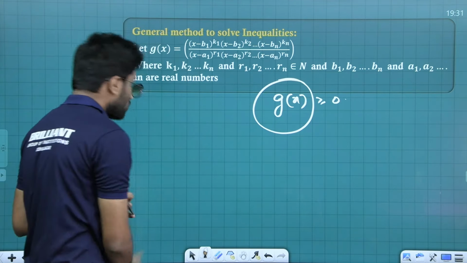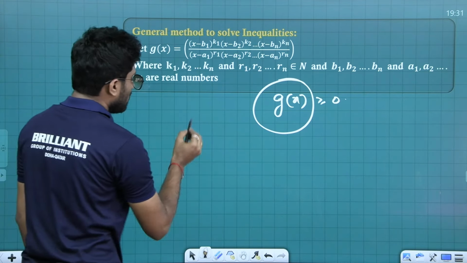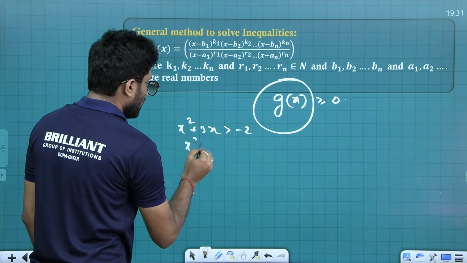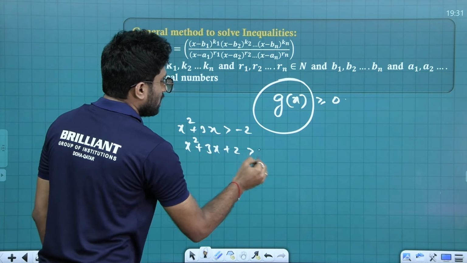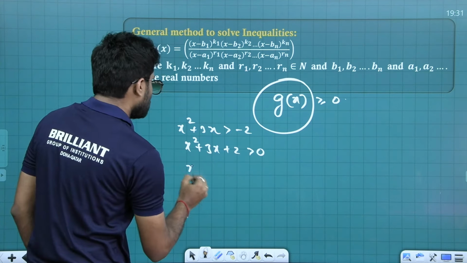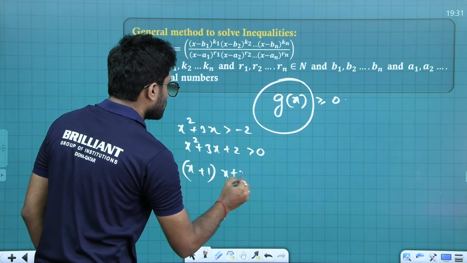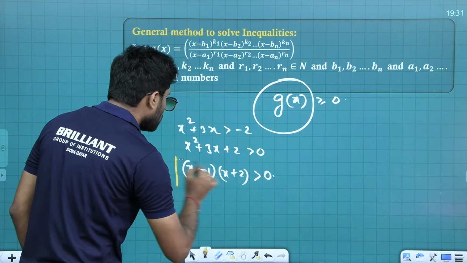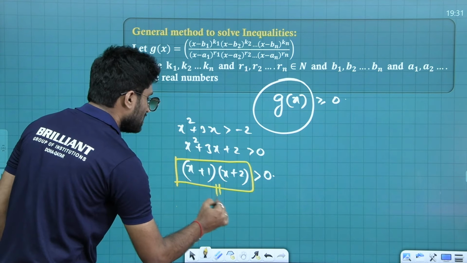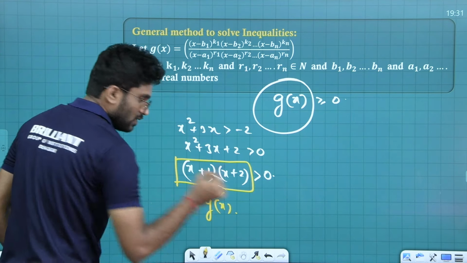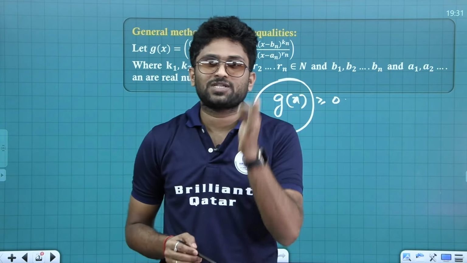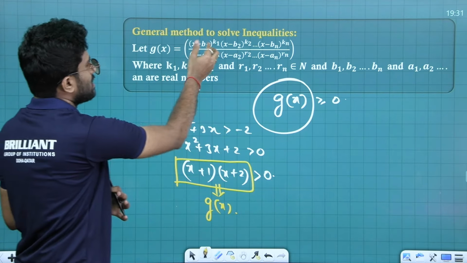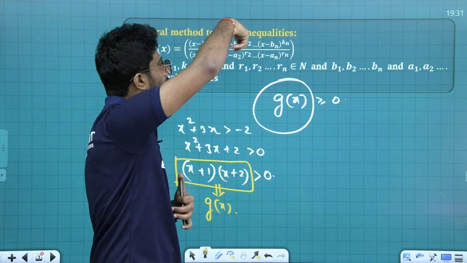Now the most important thing. First I'll go with the same expression that we have taken: x square plus 3x greater than minus 2. So x square plus 3x plus 2 will be greater than 0. Now this can be factorized as x plus 1 into x plus 2 greater than 0. So they are asking us to take this as g of x. Once you factorize the left hand side expression, take it as g of x. Definitely g of x is going to be in this form: x minus b1 raised to k1, x minus b2 and so on.